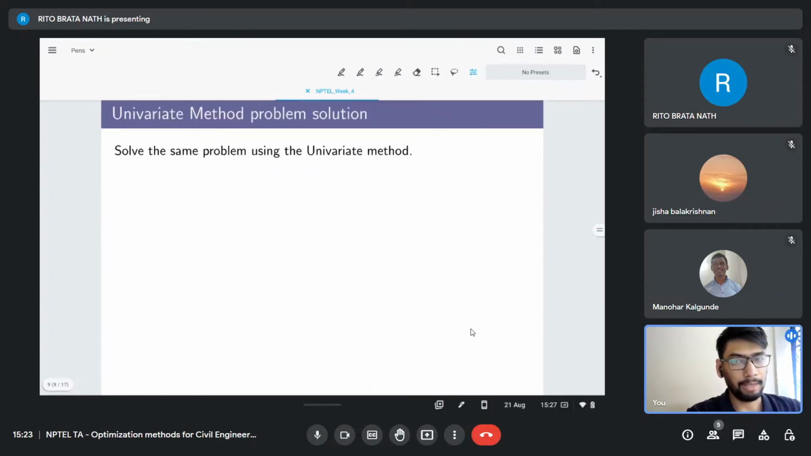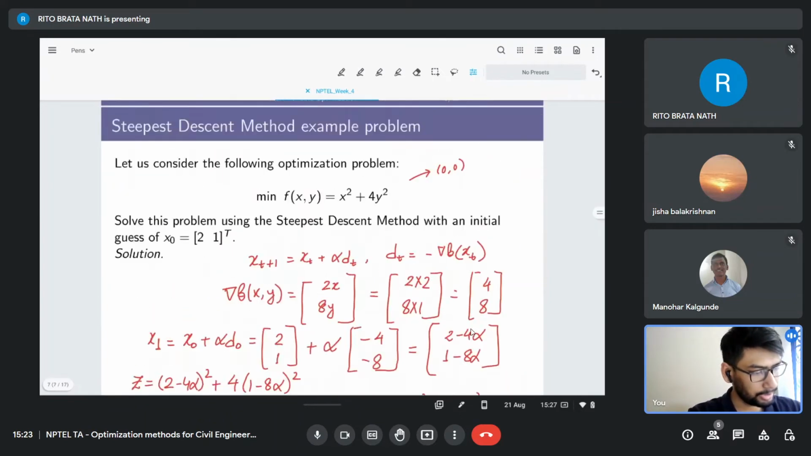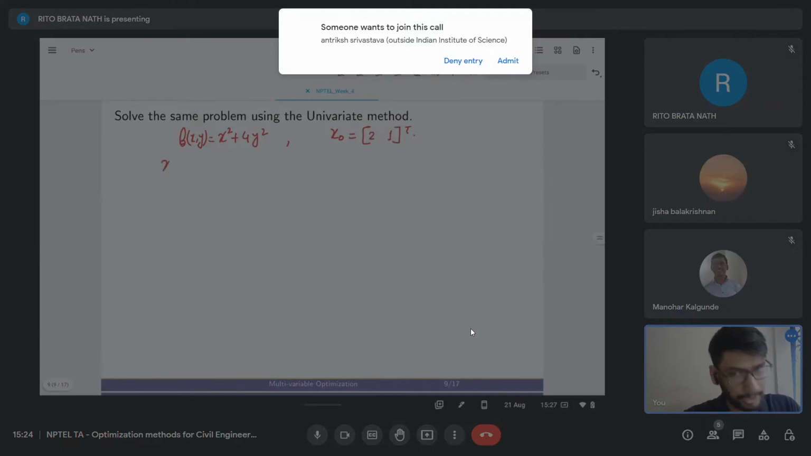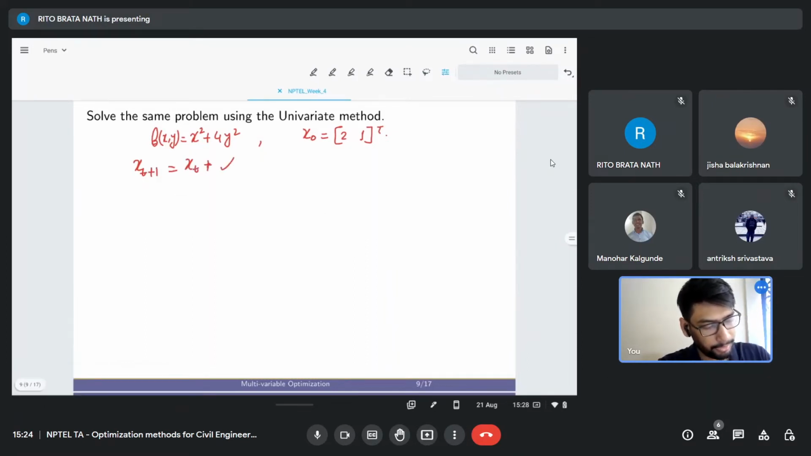Next, suppose the same problem using the univariate method. I have the function x squared plus 4y squared, this is my f(x, y), and I have my initial guess x naught as 2, 1. In the univariate method we go for a similar update, but the direction is different. First, we'll be optimizing along the x direction, so my d at first will be 1, 0.